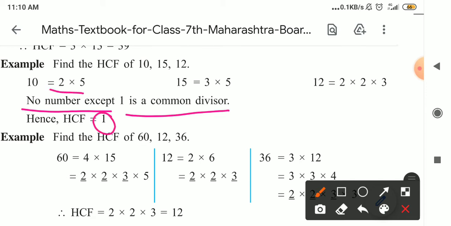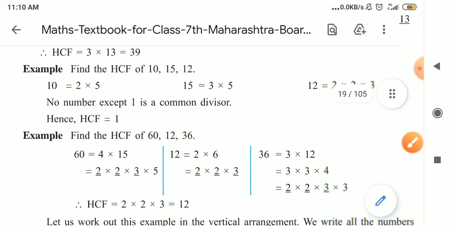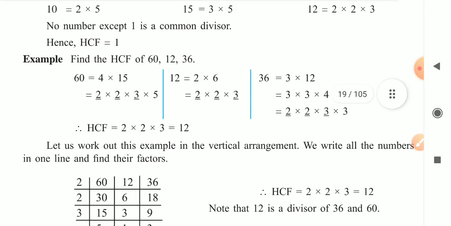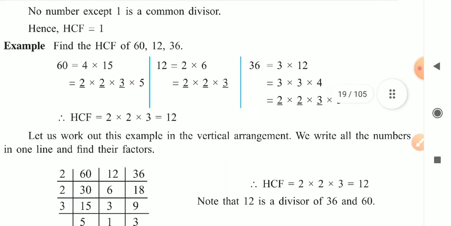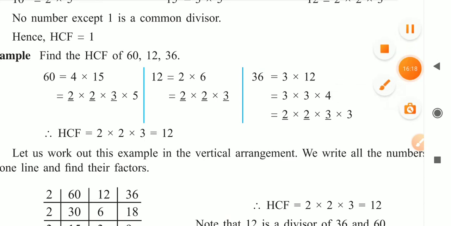If nothing is common, what is common inside it? 1 is common. And that's why the HCF of these numbers, 10, 15, 12, is 1. Okay? Then here we have to find the HCF of 60, 12 and 36.